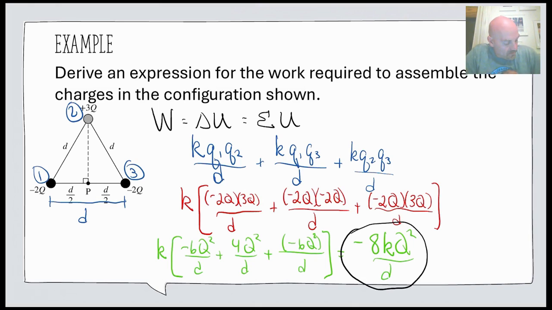In the next video, we're going to dive more into electric potential. There's a difference between electric potential energy and electric potential, and we're going to dive into that in the next video.